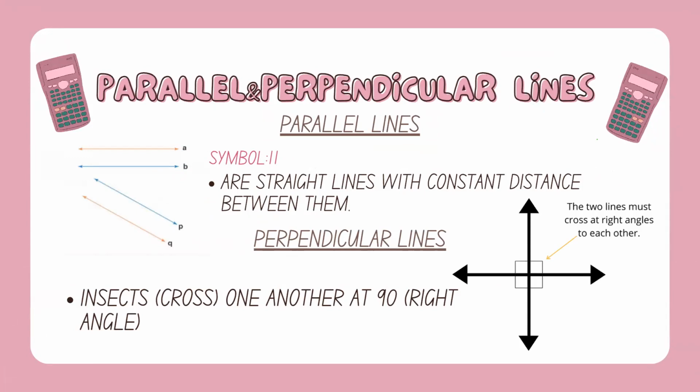Parallel lines are straight lines with a constant distance between them. The symbol of parallel lines is two lines. Perpendicular lines intersect one another at a right angle, 90 degrees. Next slide.